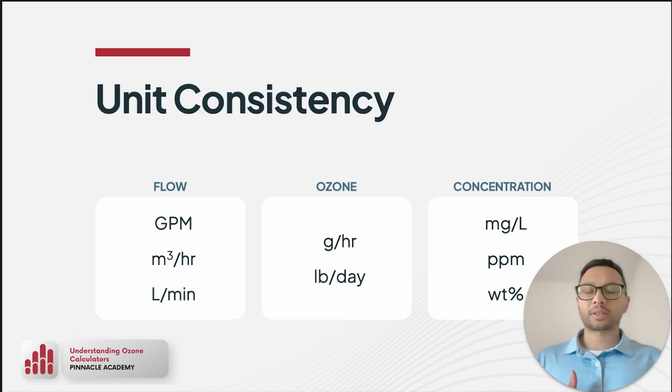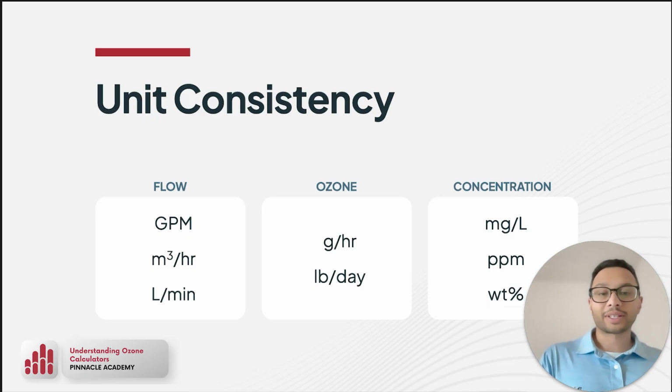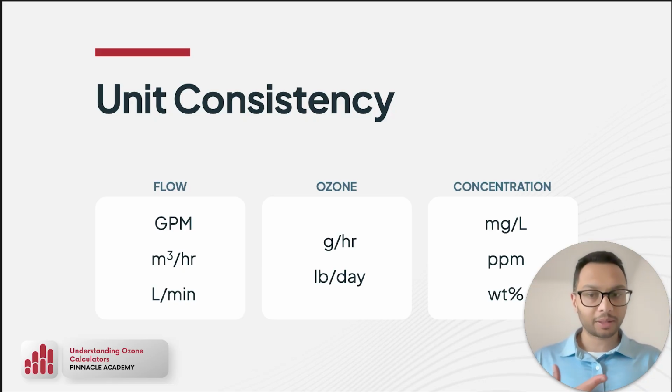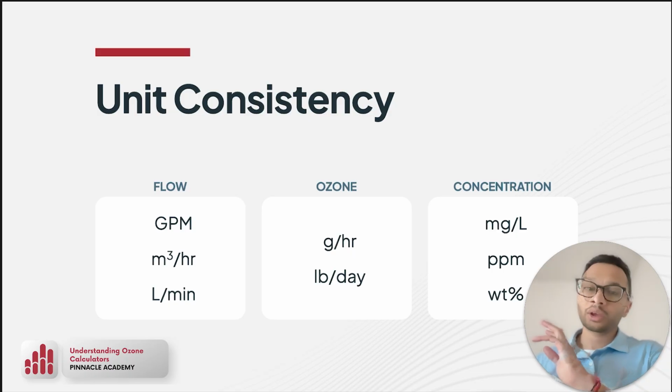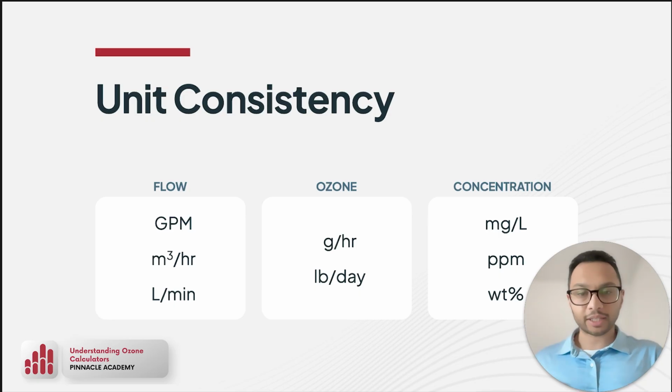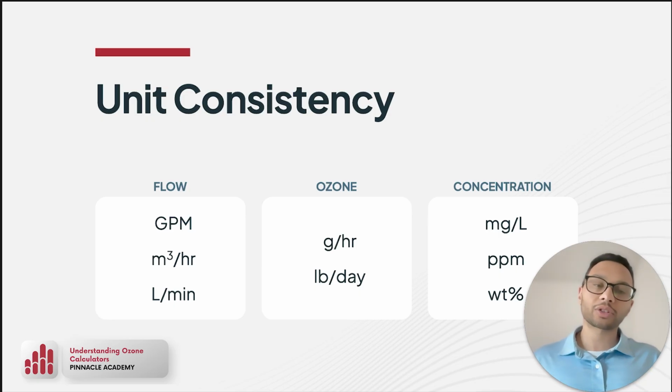Let's talk about unit consistency. This is where most of the mistakes actually happen. When we talk about flow, we're talking about gallons per minute, meters cubed per hour, or liters per minute. When you're talking about ozone output, you're talking about grams per hour or pounds per day. When we're talking about concentration, it's milligrams per liter or ppm or percent by weight. You have to make sure that all your units are aligned. If your units are not aligned, your calculations are wrong.